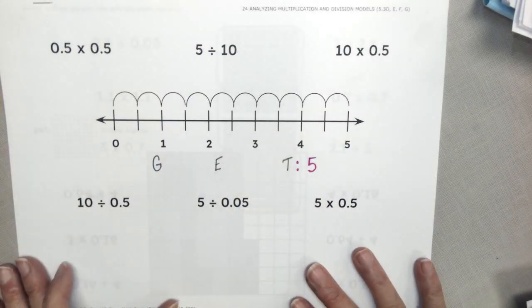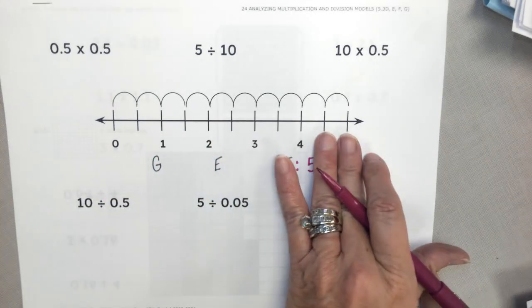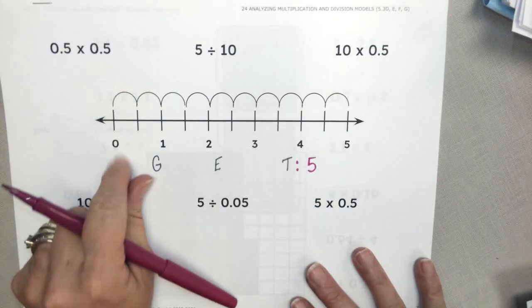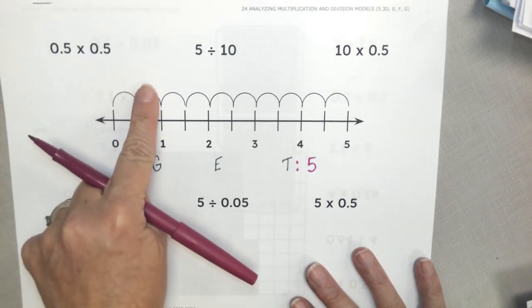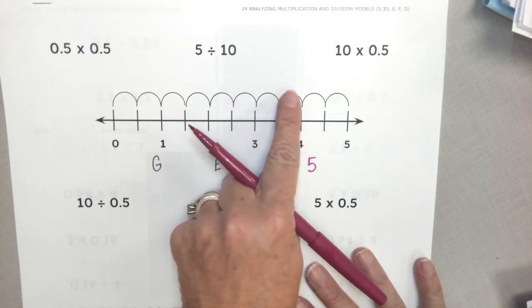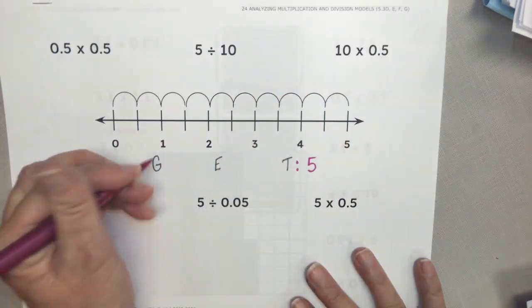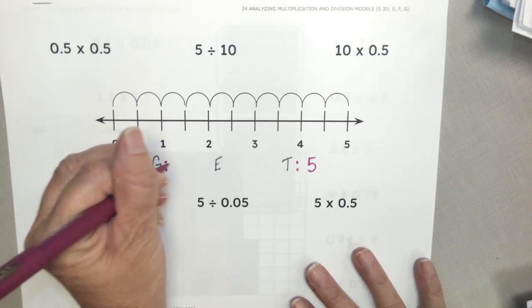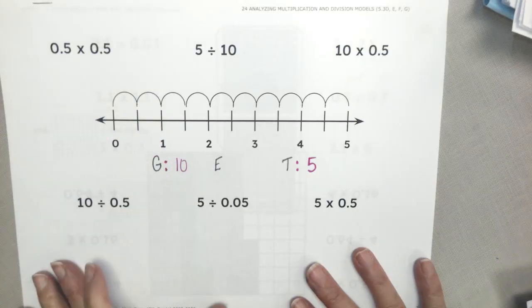The next thing that I'm going to be looking at would be how many groups. And so just by looking at this, that's going to be how many hops. So we have 1, 2, 3, 4, 5, 6, 7, 8, 9, 10. So my groups is going to be called 10.